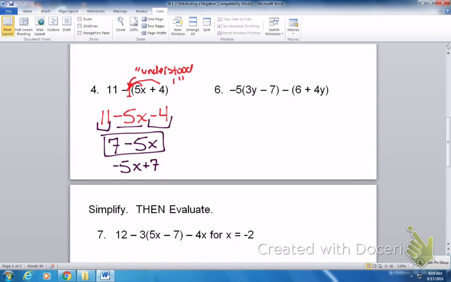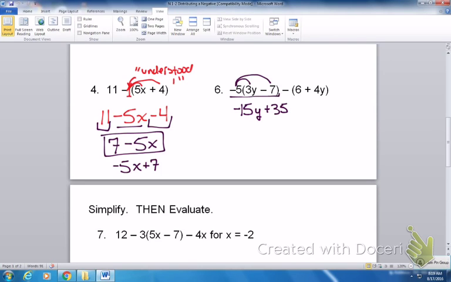Now number 6, it's the biggest one we've seen today, but all it is, is 2 distributions and then combining like terms. So again, it's just multiplication. I'm going to start with the negative 5 times 3y minus 7. Negative 5 times 3y is negative 15y. Negative 5 times negative 7 is plus 35.